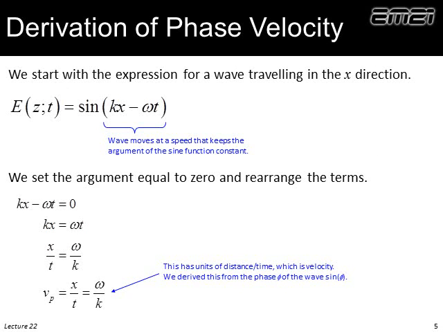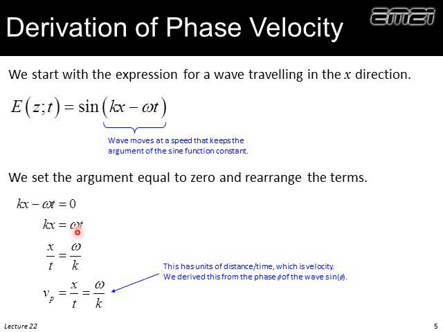Here's a quick derivation of phase velocity that we'll use again when we get to group velocity. We start with a general expression for a wave. So we have a sine of kx minus omega t. Now, the trick here is the wave moves at a speed that makes this argument a constant. So we'll choose 0 for convenience. So we'll take the argument of the sine and set it equal to 0. Then we're going to rearrange some terms. We'll bring the omega t over to the right-hand side, so we have kx equals omega t.